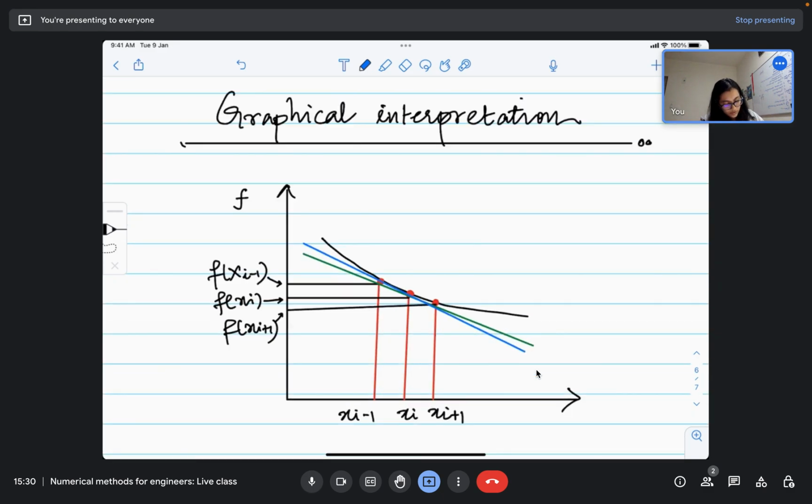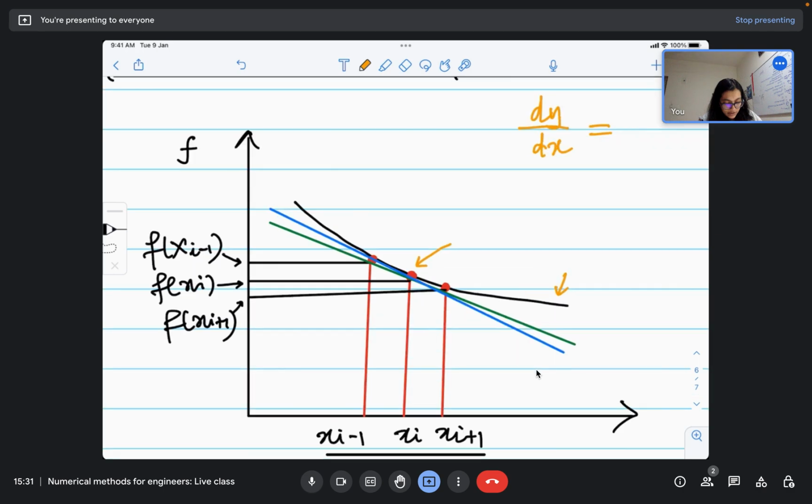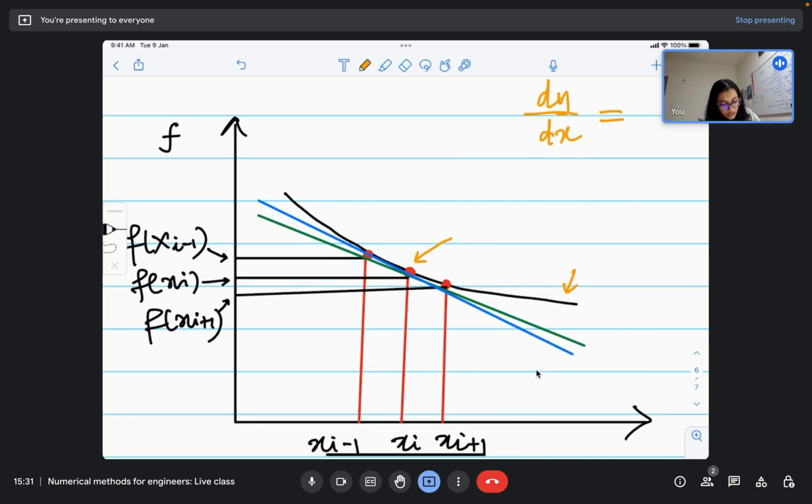So let's zoom into this graph. Take some other color. Okay. So this is the function, and we want to estimate the numerical differentiation of this function at the point xi. So if the function is simple enough and we are able to directly find out the value of dy by dx, graphically what we are basically computing is the slope of the tangent, right?